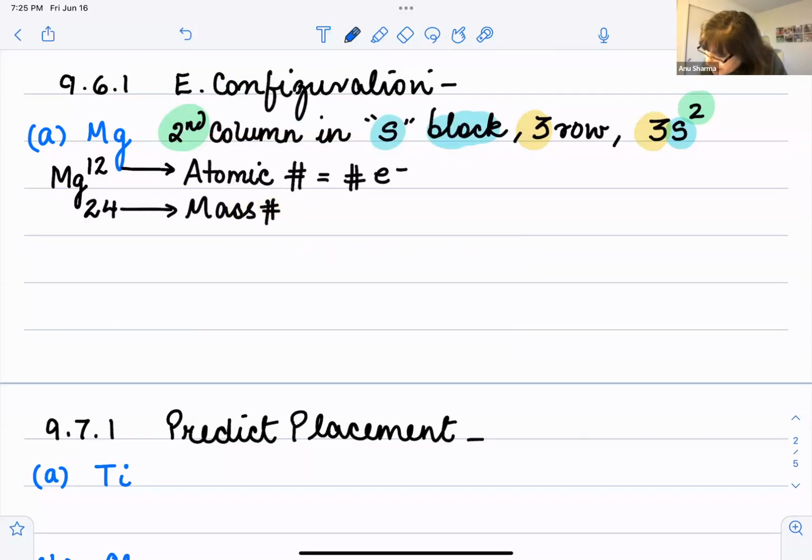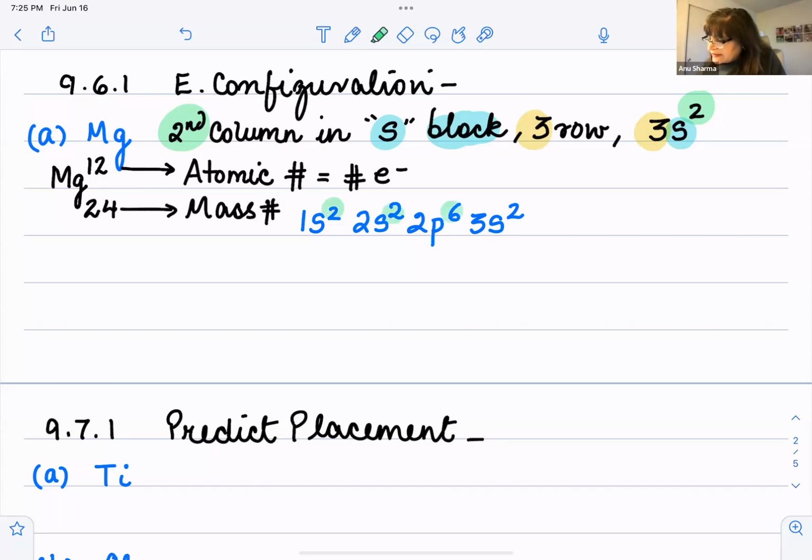So out of these 12 electrons, 2 electrons go to 1s2, the next go to 2s, fill that one up, and then the leftover go to 2p6. So we have accounted for 10 electrons, right? And then comes the remaining 3s2. So 12 electrons. You can count these: 2 plus 2, 4 plus 6, 10 plus 2, 12. So all the 12 electrons get accounted for.